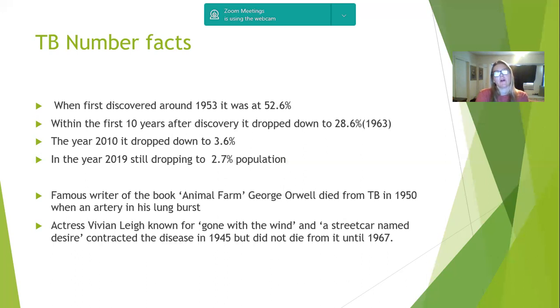Since it was a major disease back in the 50s and 60s, and it's not as dominant now, I didn't really find too many famous people that had it. There were two. The famous writer of the book Animal Farm, George Orwell, died from TB disease in the year 1950 when an artery burst in his lung. An actress named Vivien Leigh, who starred in the movies Gone with the Wind and A Streetcar Named Desire, contracted the disease in the year 1945, but she did not die from it until the year 1967. So she had latent TB, which turned into TB disease.